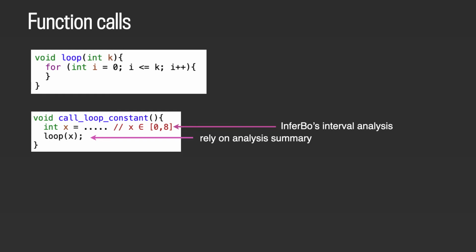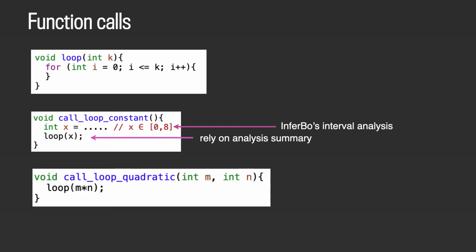Note that here we are not rerunning the analysis on the loop, which makes it scalable by looking it up from the existing results. Next, if we had to call loop with, for instance, two parameters m and n, and call it by loop m times n, then we would get, for instance, a quadratic bound. Again, relying on the loop summary. So this concludes my summary of how the analysis works. Let's see how we could deploy this in a big code base.